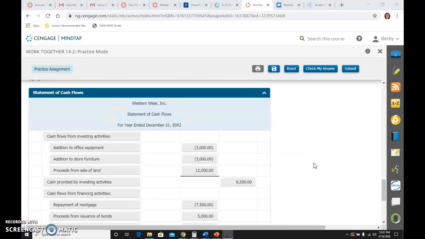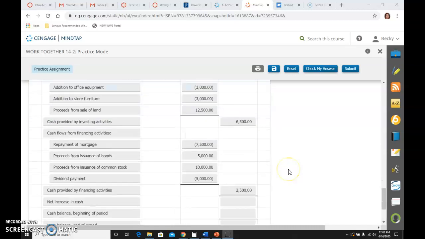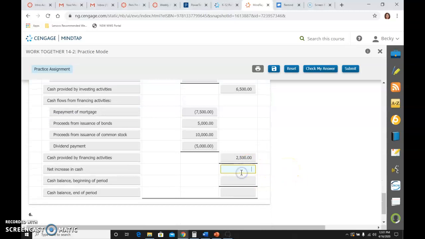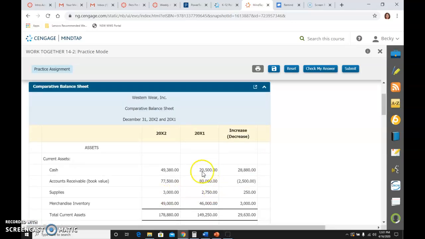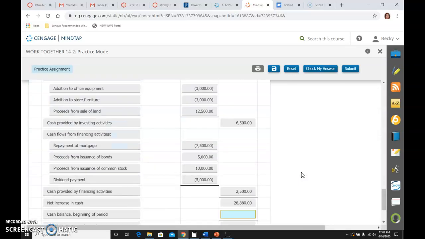Then it wants you to finish the rest of it. So the cash flows that we had from operating activities when we were in section 14-1's work together was $19,880. We would add the $6,500 and add the $2,500 to get our net increase in cash of $28,880. And then the cash balance at the beginning of the year, we have here at $20,500, and we went to $49,380.